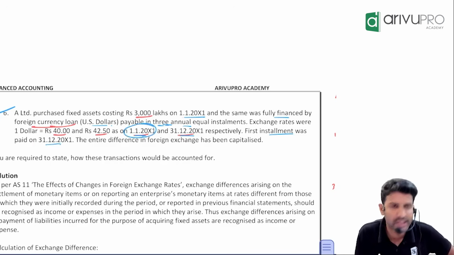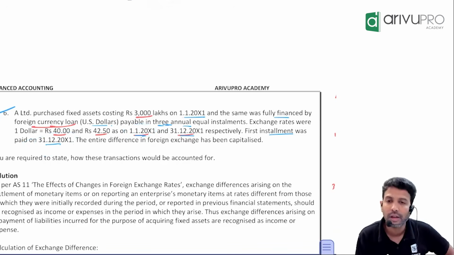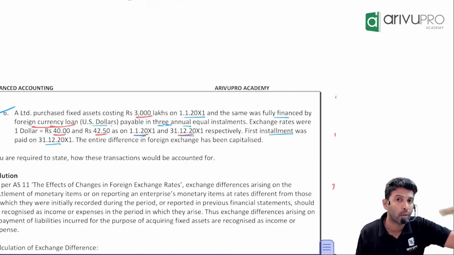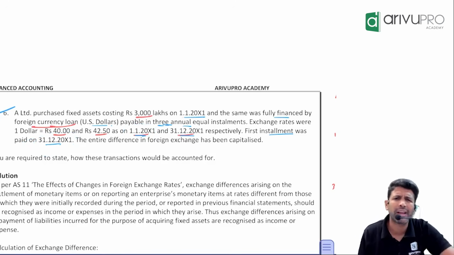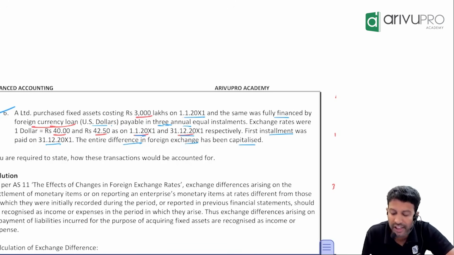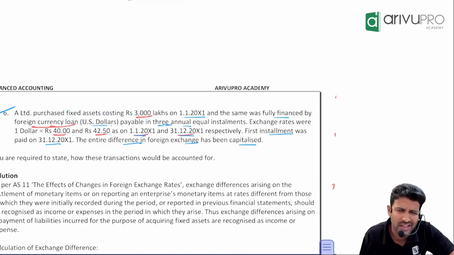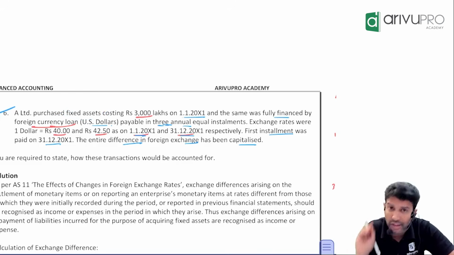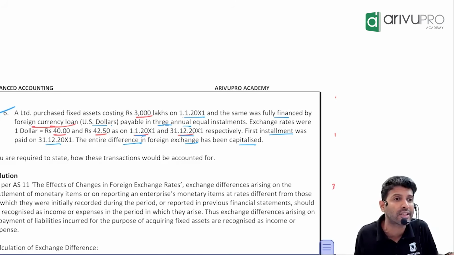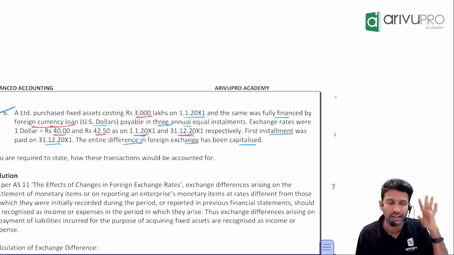Obviously, you took the loan on 1st January and have to pay in 3 installments, so the first installment will be due on 31st December. At the end of the first year, you paid 1 installment. The balance 2, you will pay over the next 2 years. The entire difference in foreign exchange has been capitalized. Capitalized means have they transferred it to P&L or adjusted it against the asset? Adjusted against the asset. Have they done anything wrong or correct? Correct only, because it looks like the company has accepted the para 46A exemption. They want to avail that exemption.